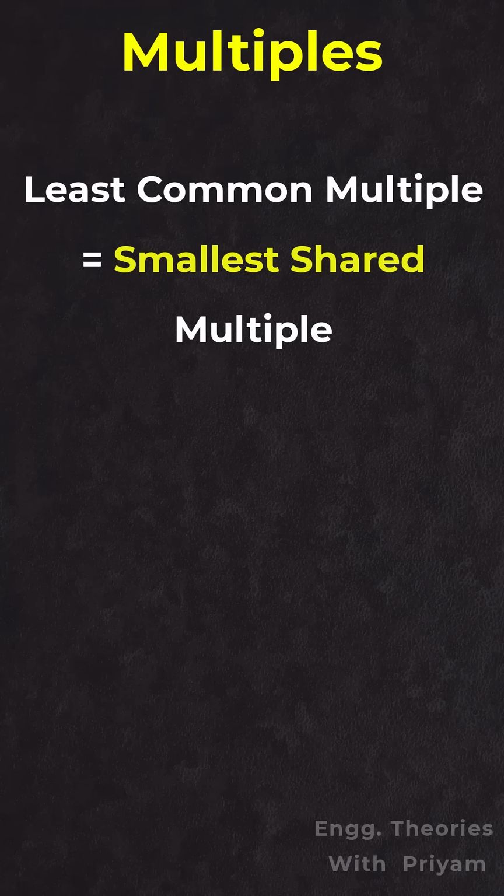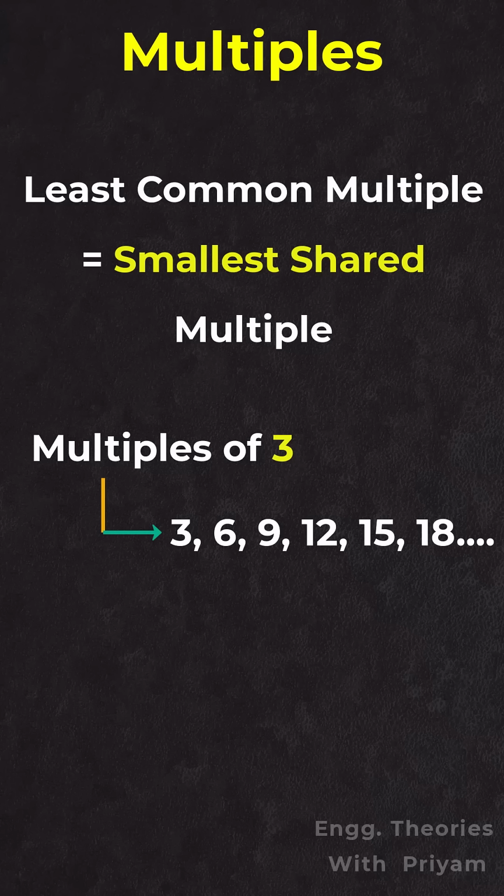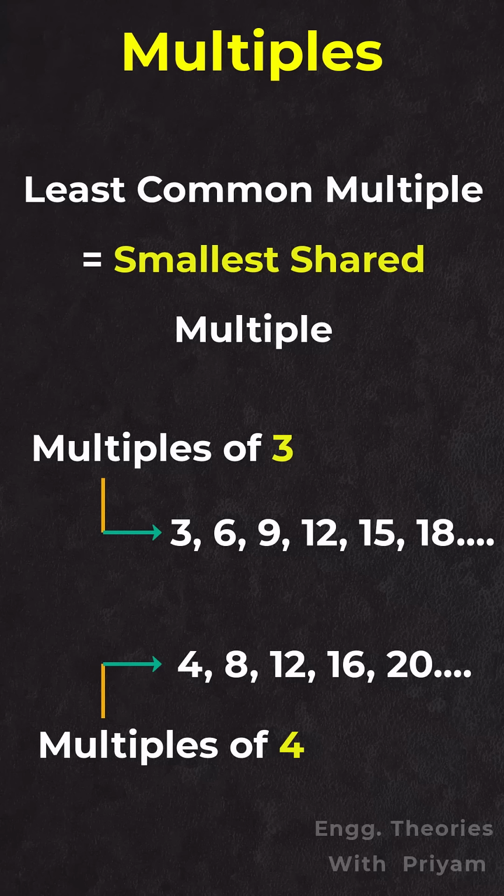The least common multiple is the smallest shared multiple of two numbers. For example, the multiples of 3 are 3, 6, 9, 12, 15, etc., and multiples of 4 are 4, 8, 12, 16, 20. Thus, the least common multiple of 3 and 4 is 12, which is the smallest shared multiple between 3 and 4.